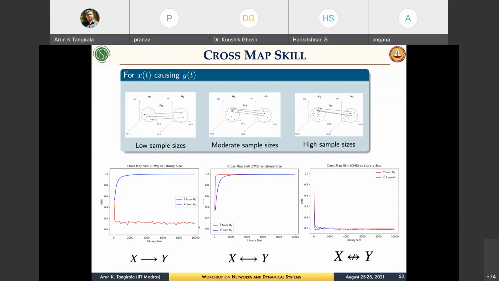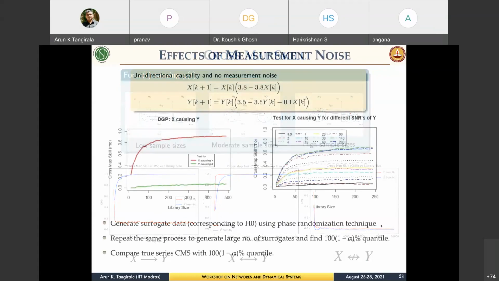I'm just showing you the plots for known cases. If X and Y are affecting each other, then both cross map skills will be very high as you increase the library size. And finally, if they don't affect each other, the cross map skills are going to be poor with the increasing library size.